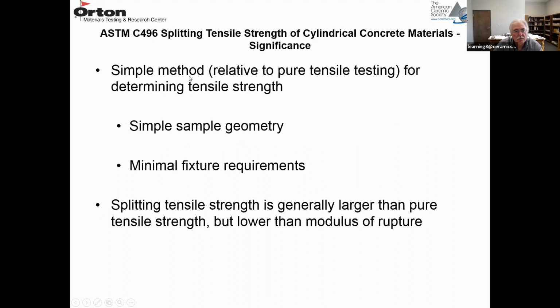It's a simple method. It can give you a relatively pure tensile test result. The geometry is just a cylinder. It's very simple. There's no special fixtures other than the loading plates of the test machine. It's almost in pure tension, but not quite. So it's going to be slightly larger than if you had a pure tensile strength test. But it's still going to be much lower than the MOR test because that's in a combination of tension and compression.